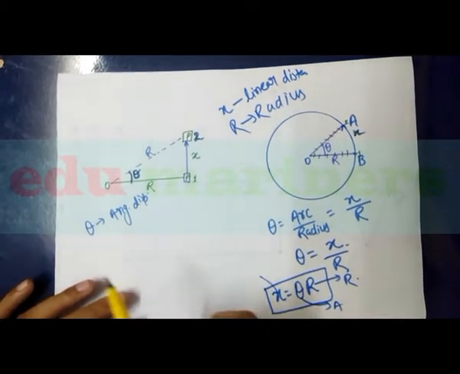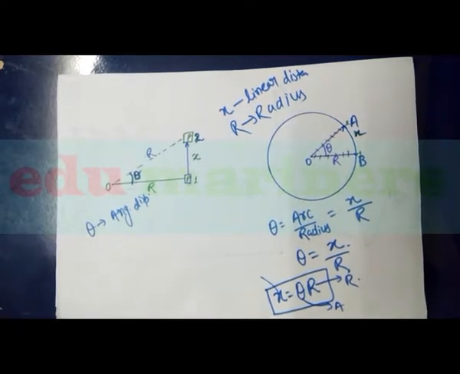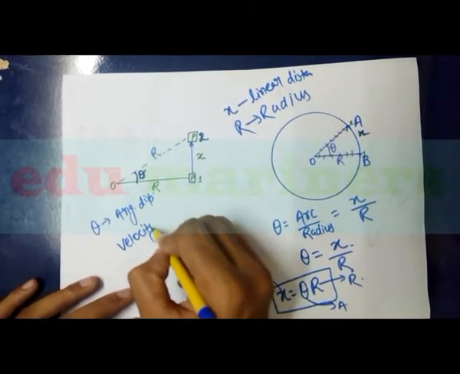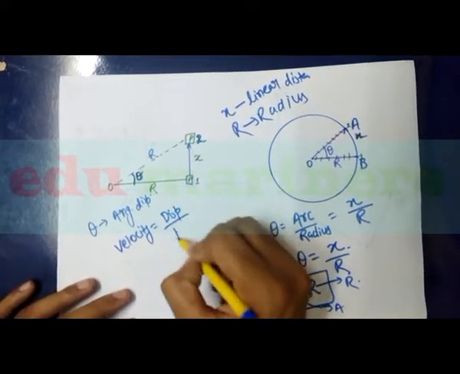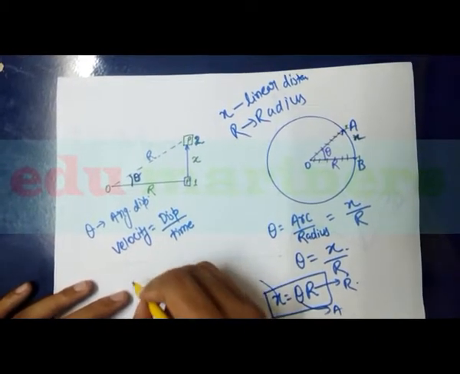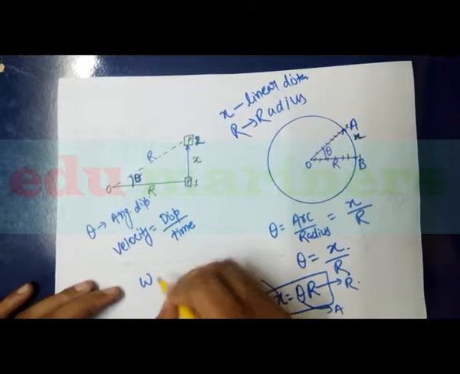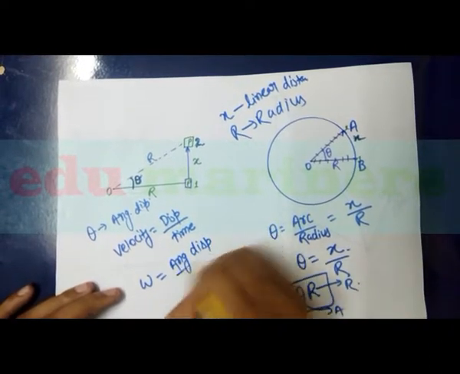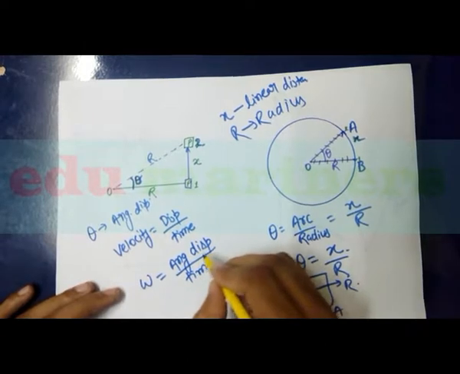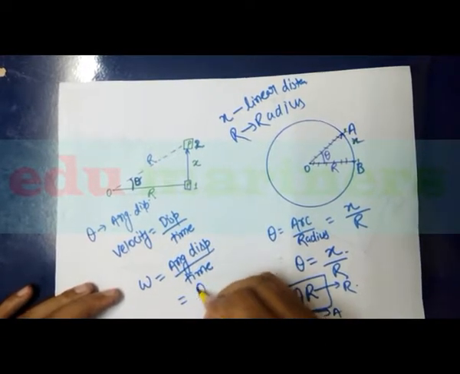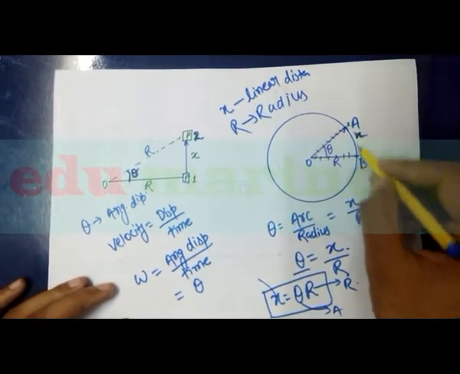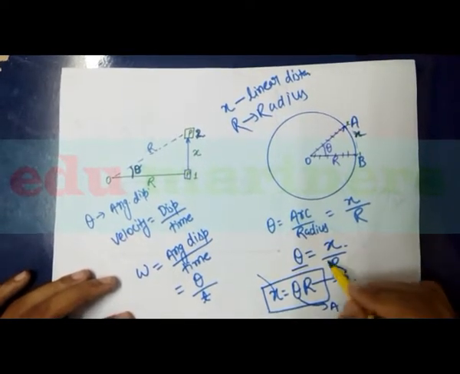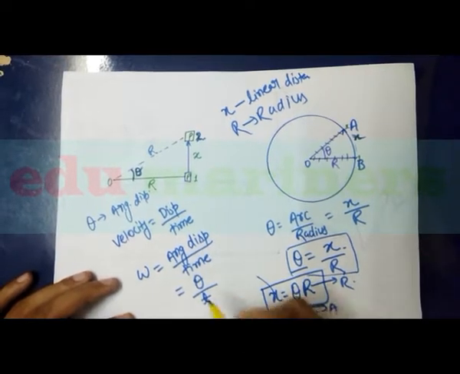Now, since we have discussed angular displacement, likewise in rectilinear or linear motion we define velocity as displacement by time, right? In the same way we define angular velocity, which we represent generally as omega. Omega is equal to angular displacement by time. This angular displacement is theta, so omega is theta by time. Now this theta can be replaced by x by r.